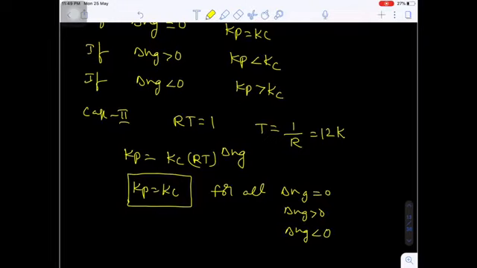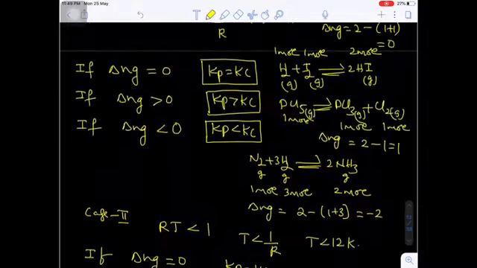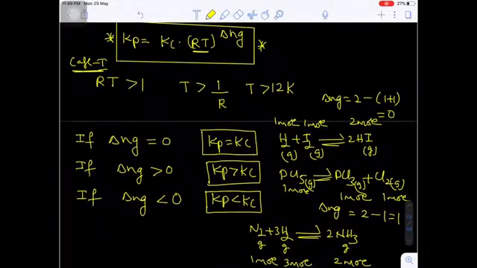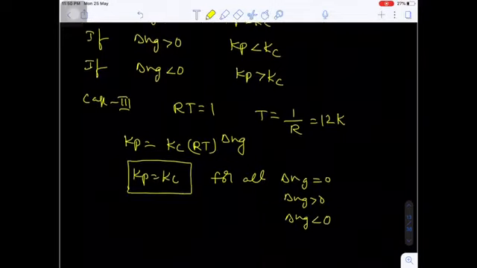Once the temperature is 1 by R, that is 12 Kelvin. This is a very rare case. Case 3 is a very rare case, and case 2 is also a very rare case. Case 1 is a very important case. In general we use it in numericals. Unless the temperature is mentioned, we have to follow case 1 only. If the temperature is mentioned, according to that we have to solve the numerical. Are you getting my point?